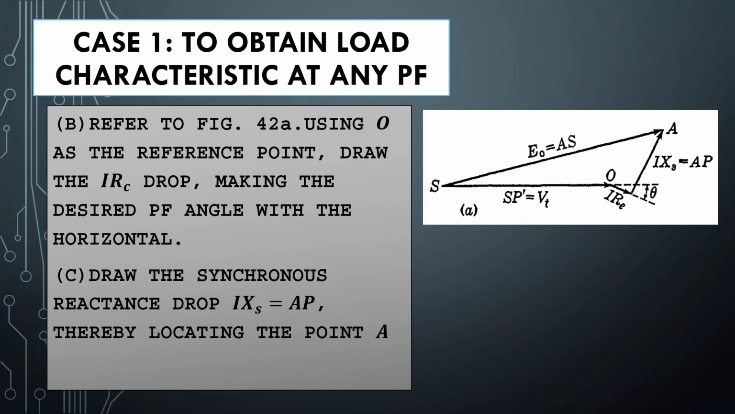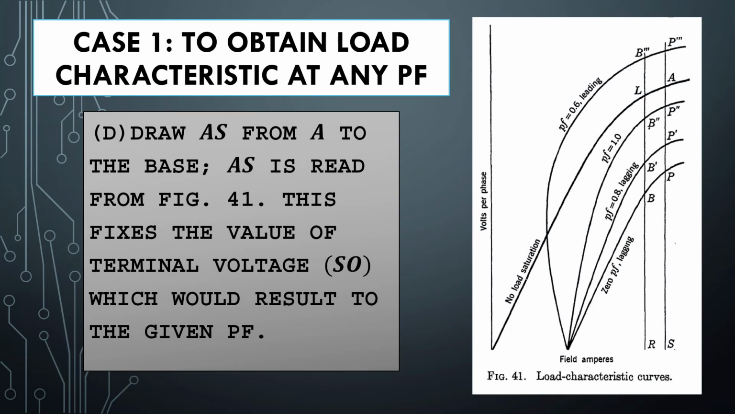For the second and third steps under case 1, with reference to the shown figure, by using O as the reference point, we need to draw the IR_a drop, making the desired power factor angle with the horizontal. Then, we need to draw the synchronous reactance drop, which is IX_s equals AP, thereby locating the point A. For the last step under case 1, with reference to the shown figure in the presentation, we need to draw AS from A to the base.